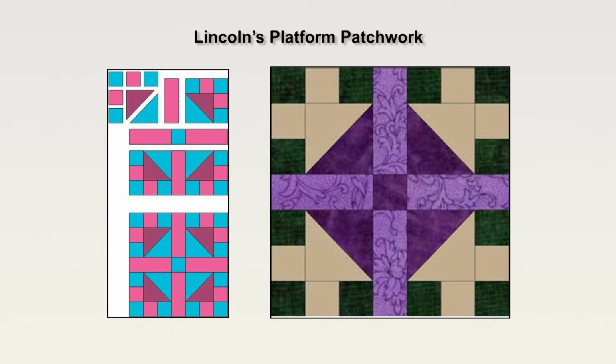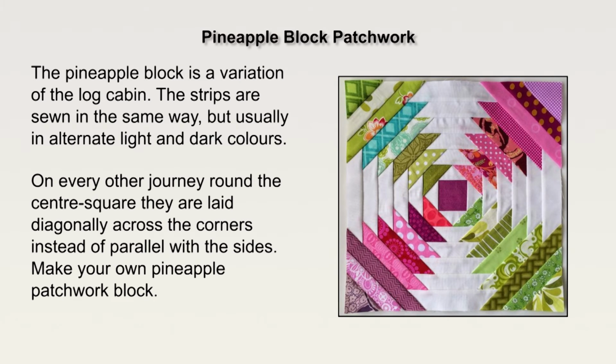These are images of the Lincoln platform patchwork. The pineapple block patchwork. The pineapple block is a variation of the log cabin. The strips are sewn in the same way but usually in alternative light and dark colors. On every other journey round the center square, they are laid diagonally across the corners instead of parallel with the sides.